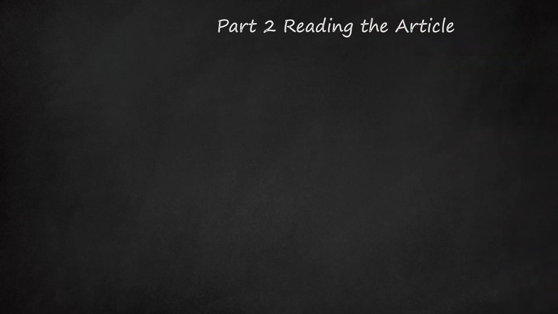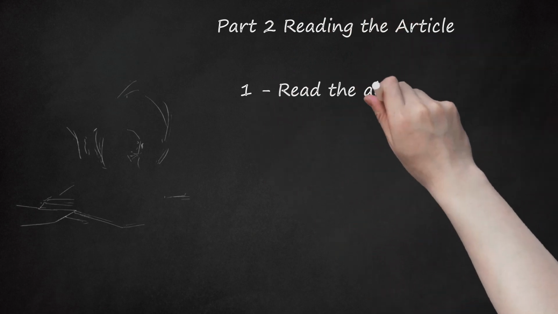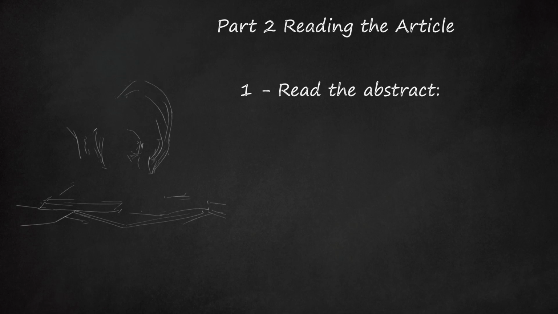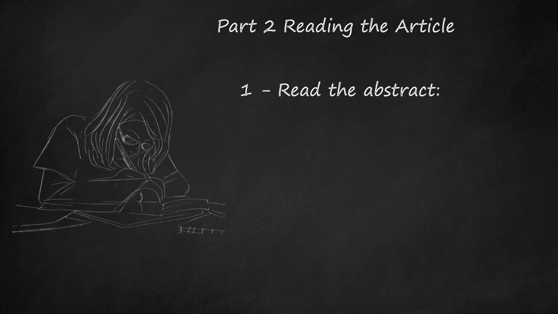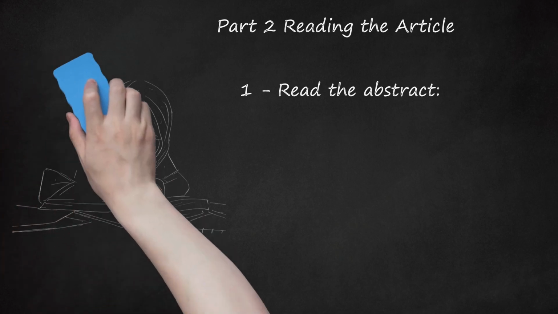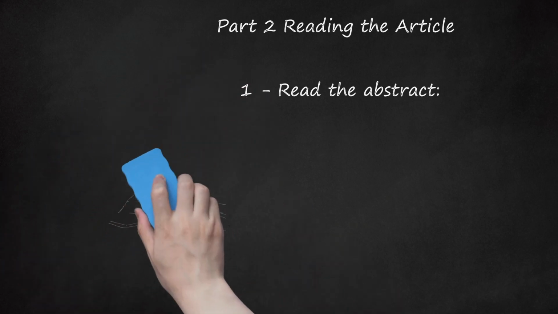Part 2: Reading the article. 1. Read the abstract. Since the abstract is a summary by itself, you will get straight to the point info from this brief paragraph. A well-written abstract provides information about the purpose of the study, the measures they used, the sample, the basic outcomes, and an indication of what has been discussed.